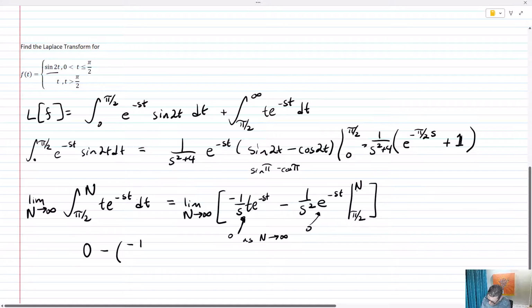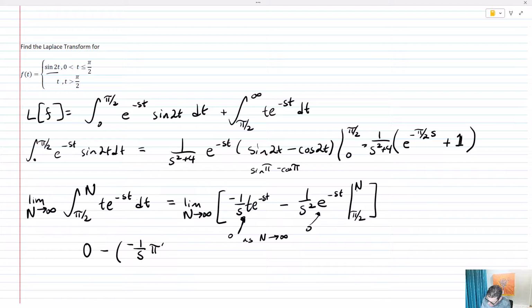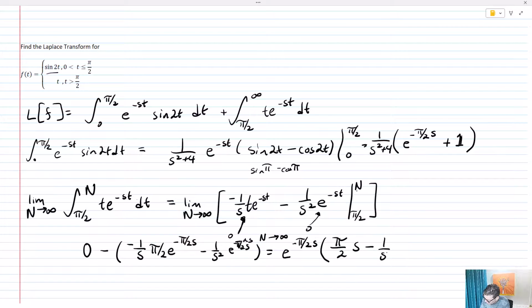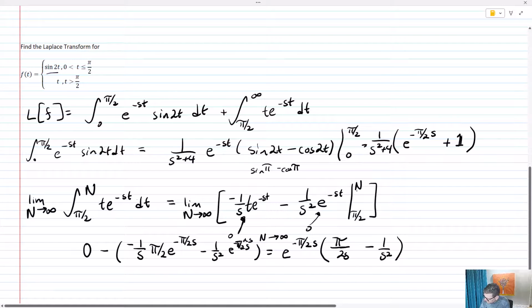So we're going to get negative 1 over s times pi over 2 e to the negative pi over 2s, minus 1 over s squared e to the negative pi over 2s. We'll bring out the negatives and pull out the e to the negative pi over 2s. So we get e to the negative pi over 2s times, and this will be pi over 2s on the bottom, minus 1 over s squared.